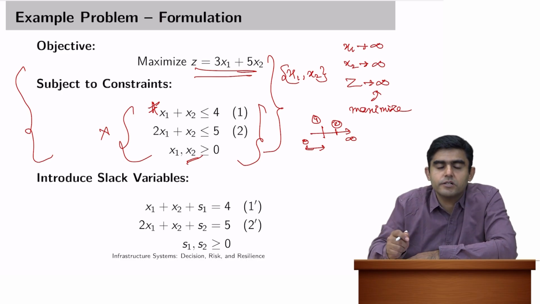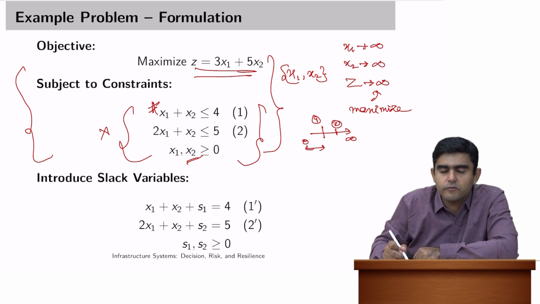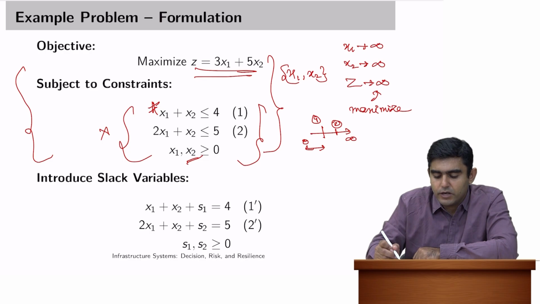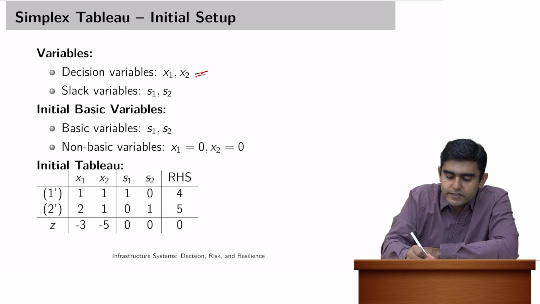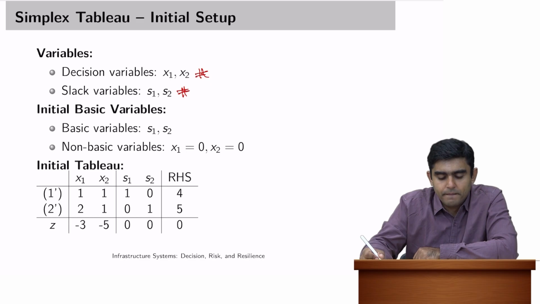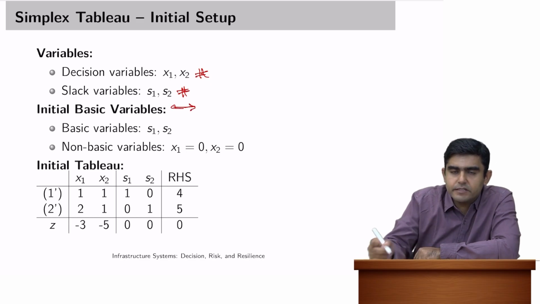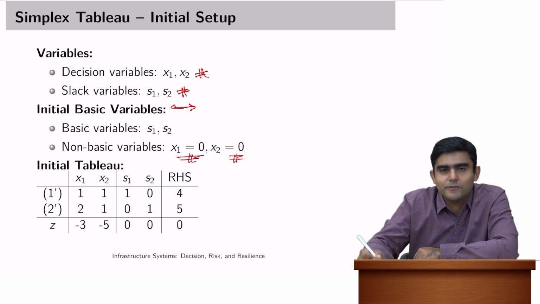So as we proceed towards understanding the simplex method with the help of an example, we introduce two slack variables to convert our inequality constraints into equality constraints. So it becomes x1 plus x2 plus s1 equal to 4, 2x1 plus x2 plus s2 equal to 5. So now we have two decision variables x1 and x2, and two slack variables s1 and s2. Initially, whenever we initiate the simplex method, we set our slack variables as basic variables and force our decision variables to take the value of 0.